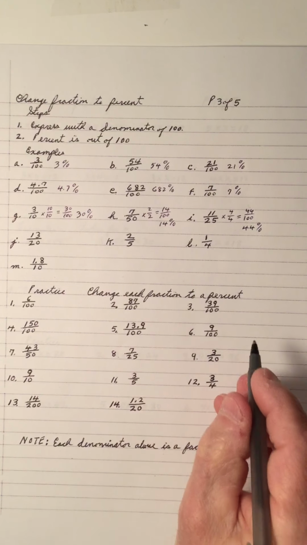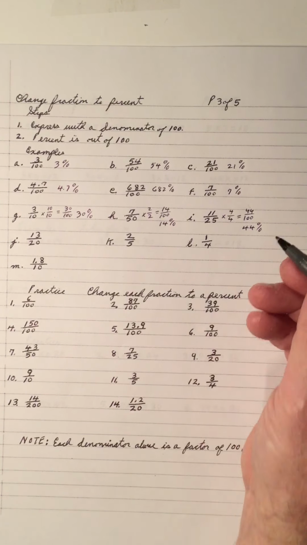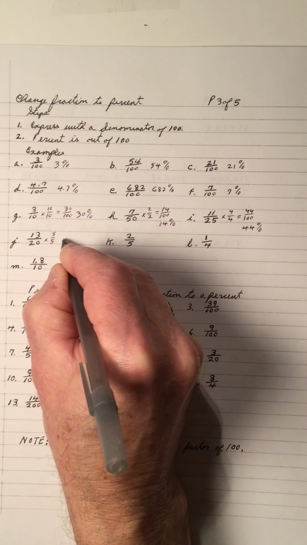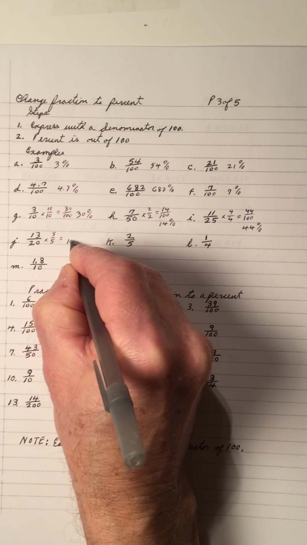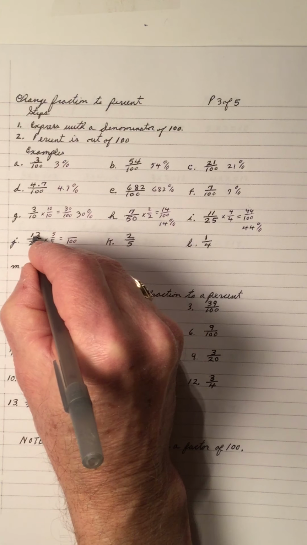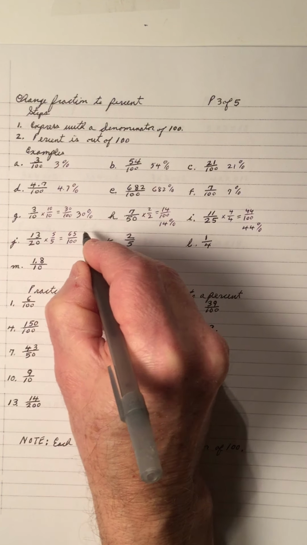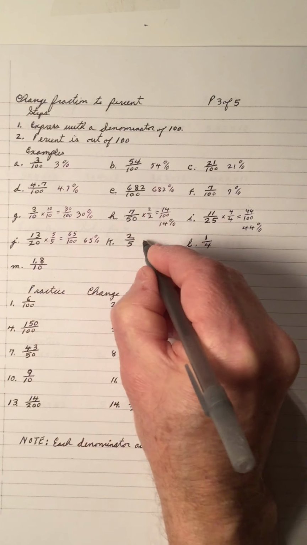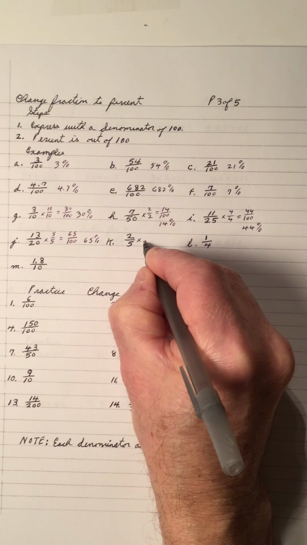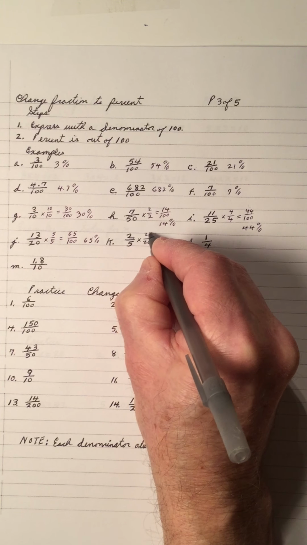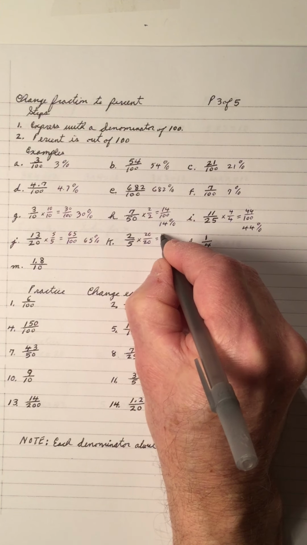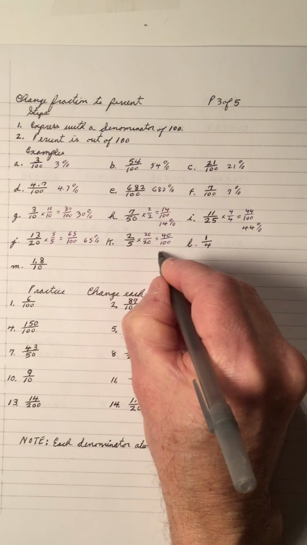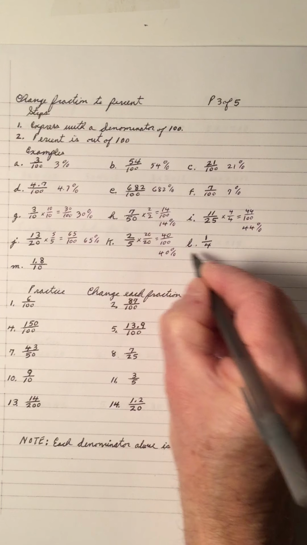Remember, if your denominator is 100, the percent is the number on the top. 13 over 20, multiplied by 5, top and bottom. 20 times 5 is 100. 13 times 5 is 65. 65 out of 100 is 65%. 2 over 5, 5 times 20 is 100, so 20 on the top. 2 times 20 is 40. 5 times 20 is 100. 40 out of 100 is 40%.